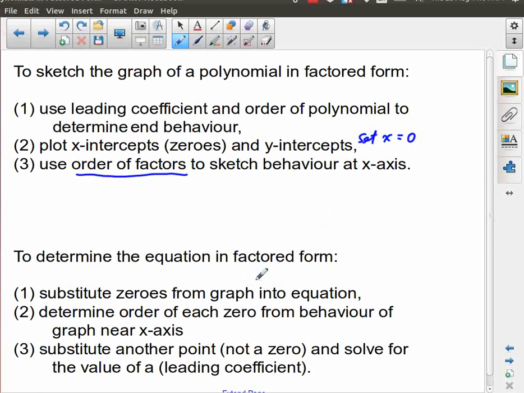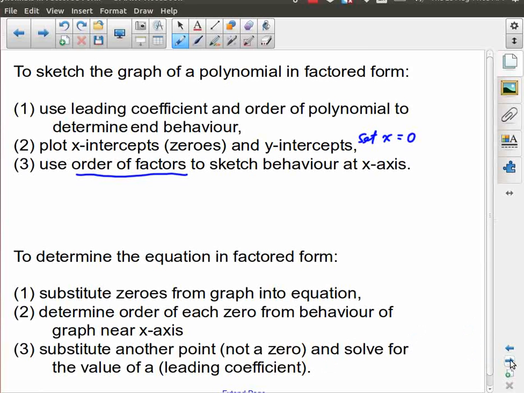So the first thing you're going to do, just like if you had a parabola, is use the zeros from there and sub that into your equation. Then, looking at the behavior around the zeros, you're going to be able to make a prediction about what order each of the factors should have. And then you're going to sub in a point in order to find the leading coefficient, which is a pretty standard procedure for determining an equation of any graph.